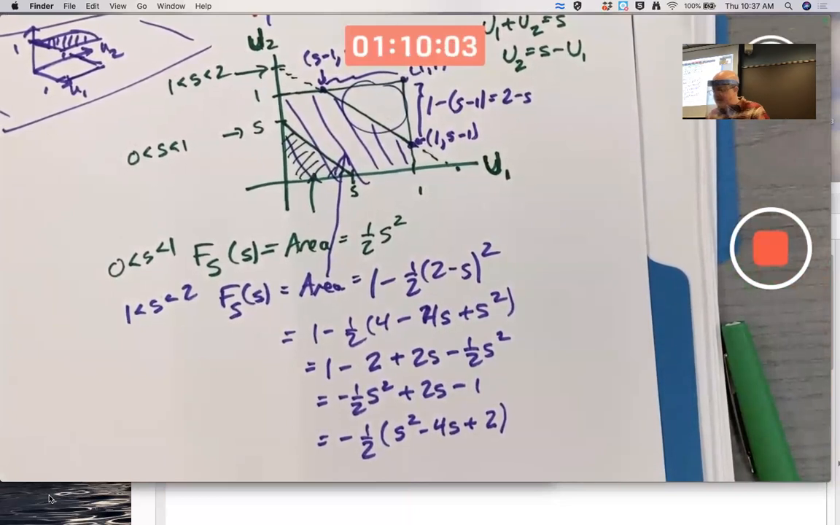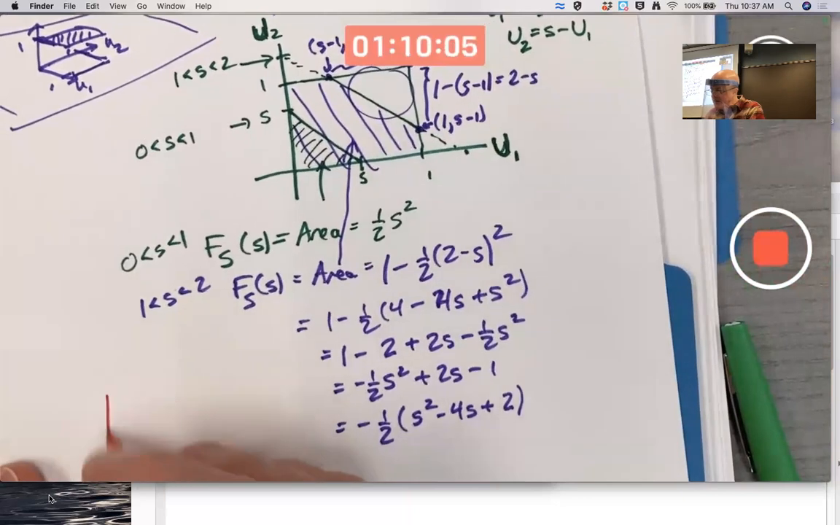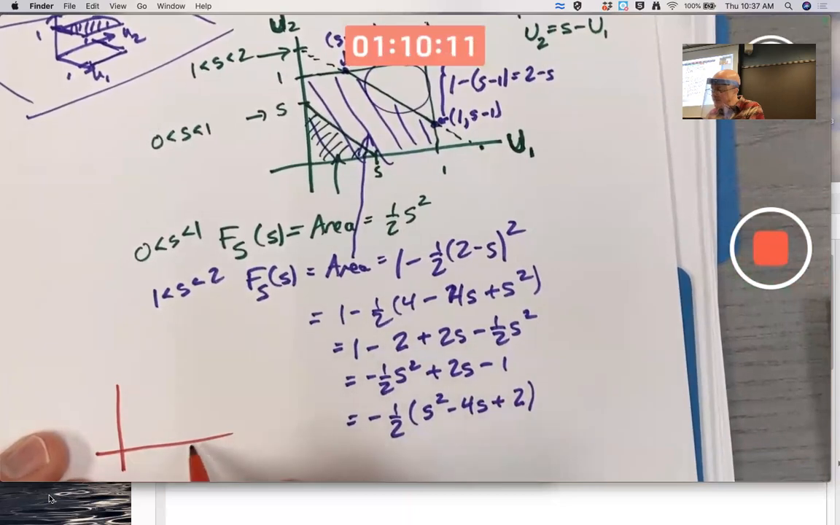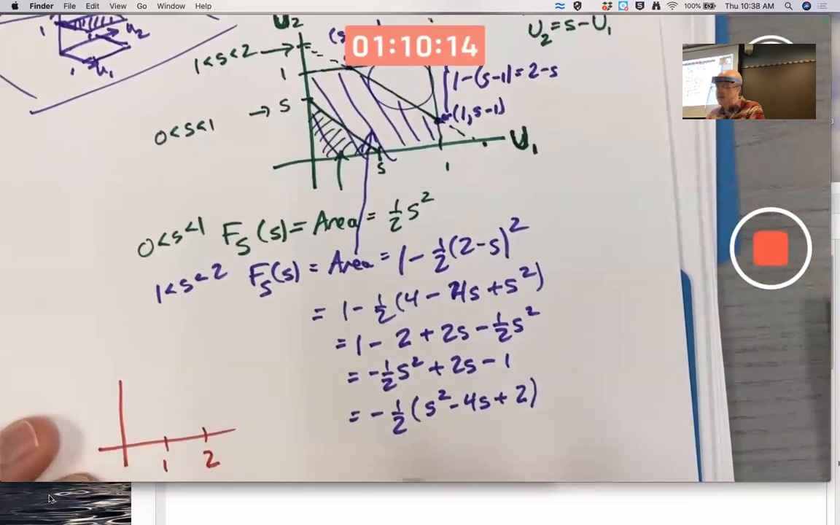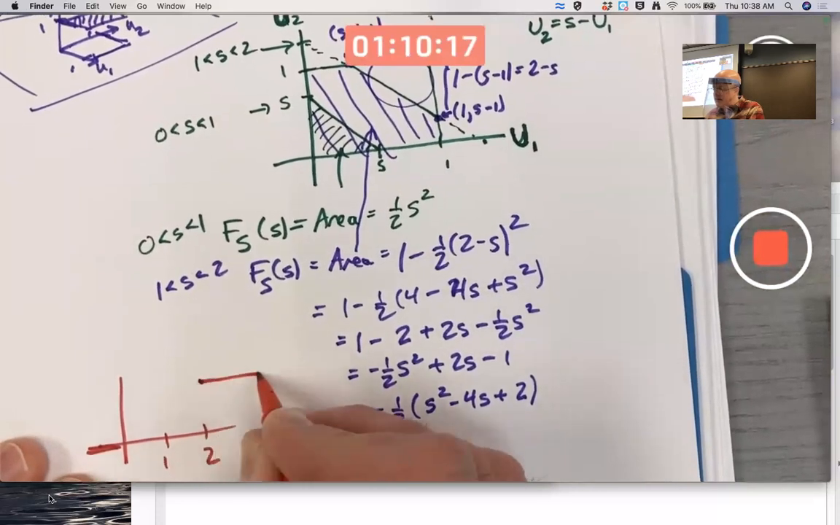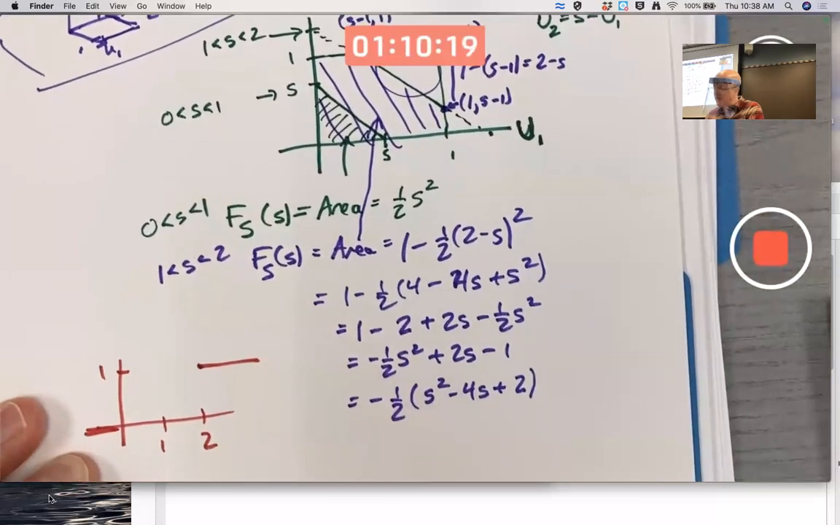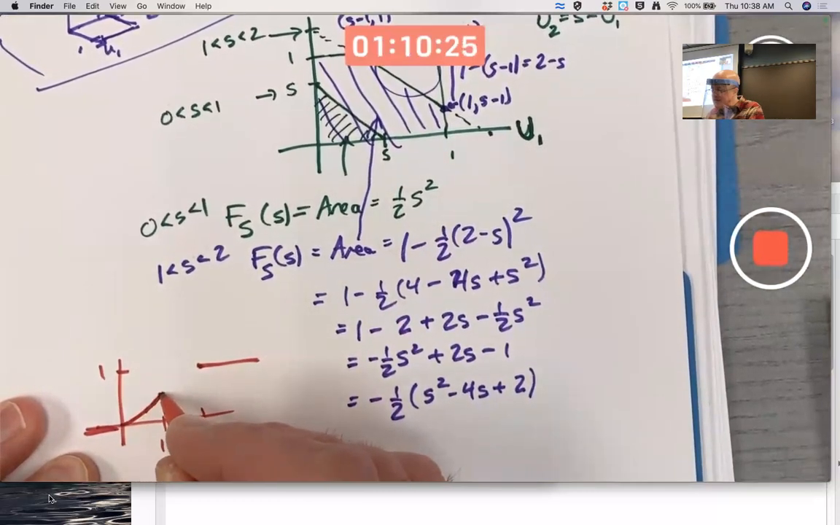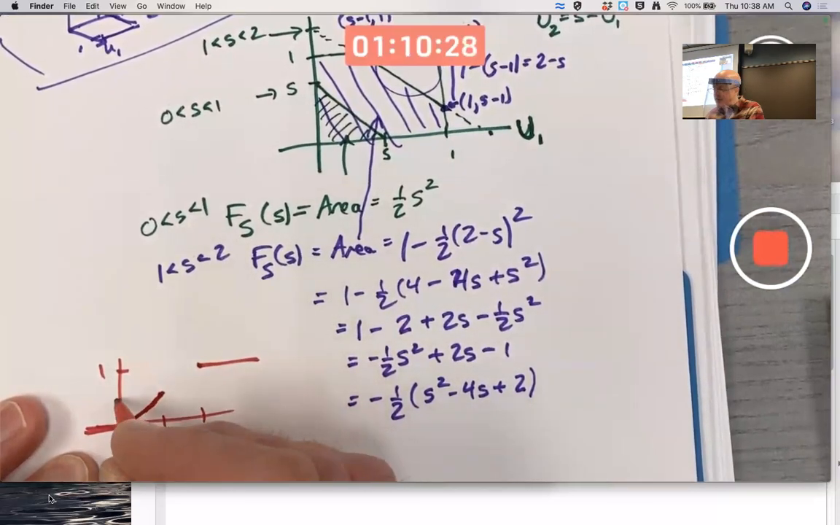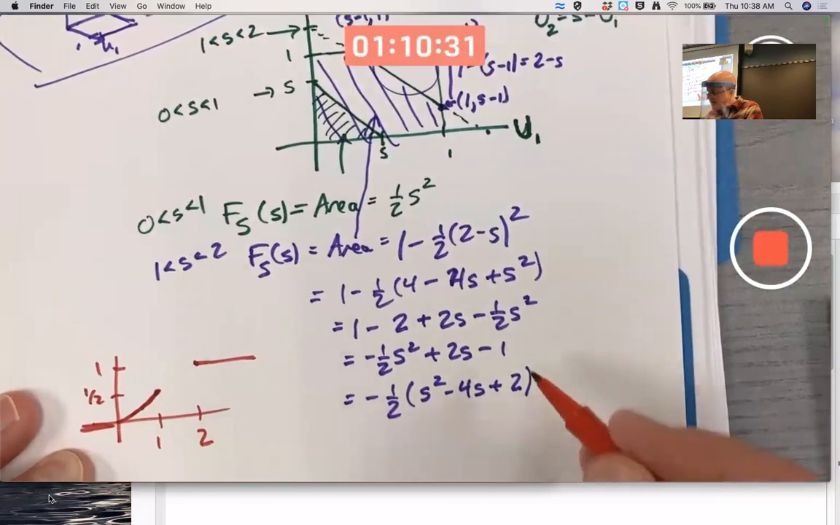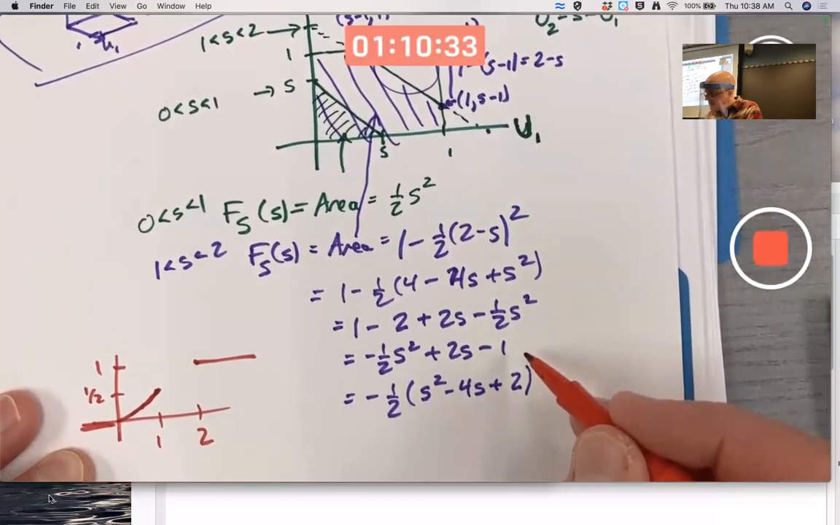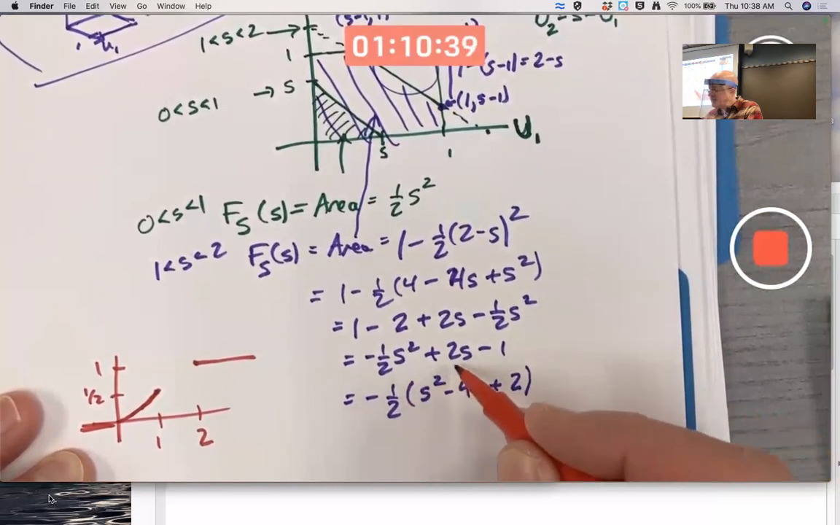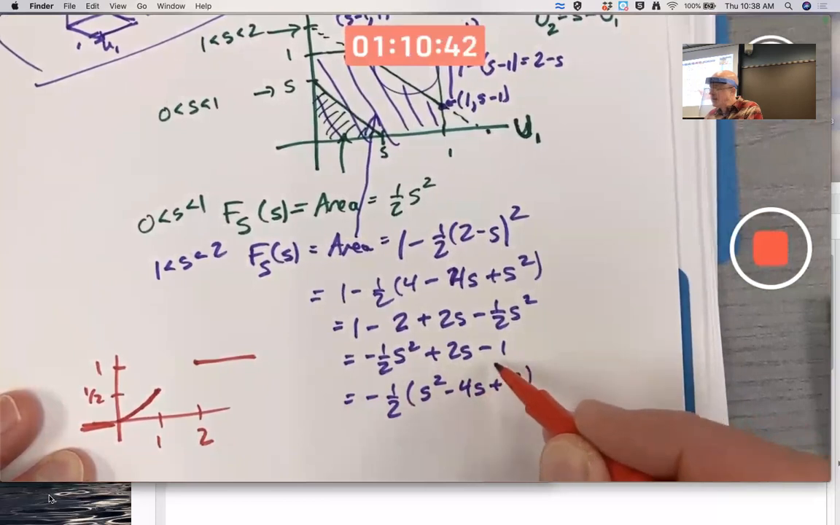If I graph this CDF, this proposed CDF, it's a piecewise function ultimately. Do the pieces match up at s equals 1? Between 0 and 1, the formula is 1/2 s squared, whose graph will look like this, and have a value of 1/2 when s is 1. Does this have a value of 1/2 when s is 1? It does, actually. Plug in 1 there. You get negative 1/2 plus 2 minus 1. 2 minus 1 is 1. 1 minus 1/2 is 1/2.